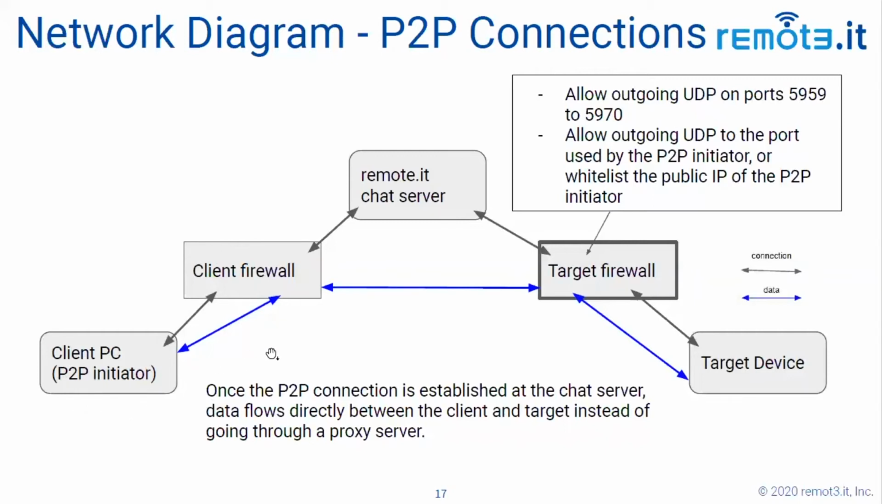You can also whitelist, if you want, the public IP of the P2P initiator. If you're going to allow outgoing UDP to the port used by the P2P initiator, let's suppose your client PC is a laptop and it can move from place to place, then that would be one way to do it. You just say, okay, I'm going to whitelist traffic on this port to any endpoint, and if my client PC is sometimes one place and sometimes another place, to the extent that it would actually have a different public IP, that would work. Or in the case where your client PC is in an office and it's always going to have the same external public IP, you could whitelist the public IP of the P2P initiator.